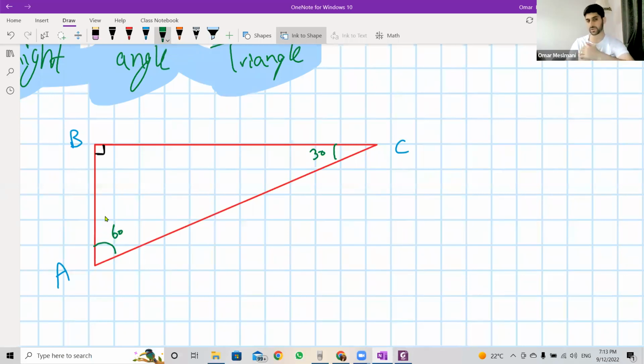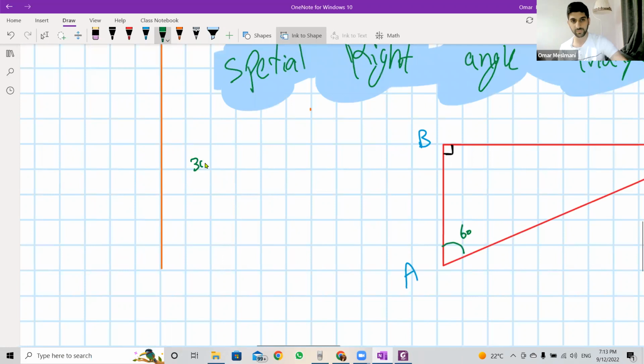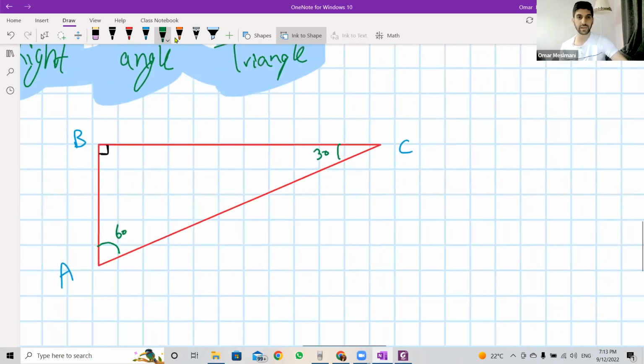This is so important. Mostly 90% of your questions are going to be on this type. 30, 60, and 90. This is what we call the special right angle triangle. I'm going to call it a 30, 60, 90. This special right angle triangle, 30, 60, 90, is saying this.